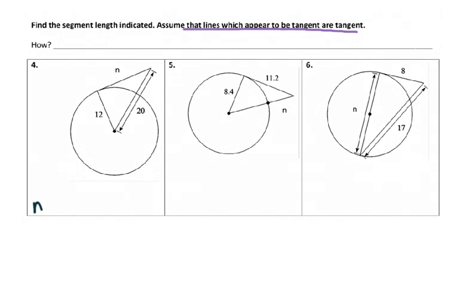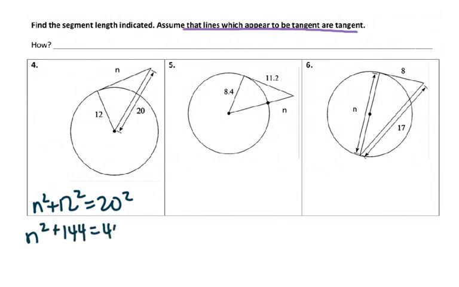So I'm going to say n squared plus 12 squared is equal to 20 squared. This is where knowing my square numbers comes in handy. So n squared is equal to 256. Okay, so then that means that n is equal to 16 because the square root of 256 is 16.